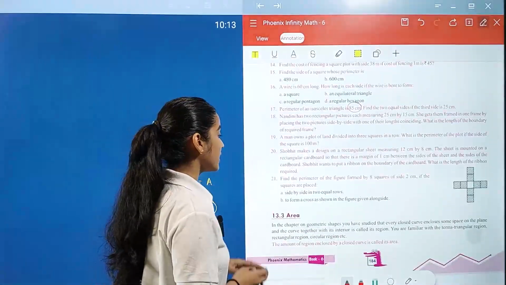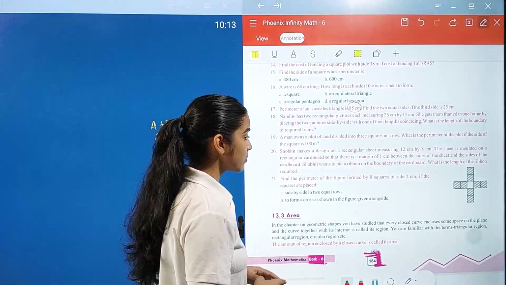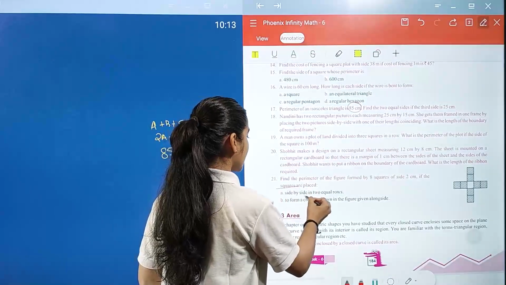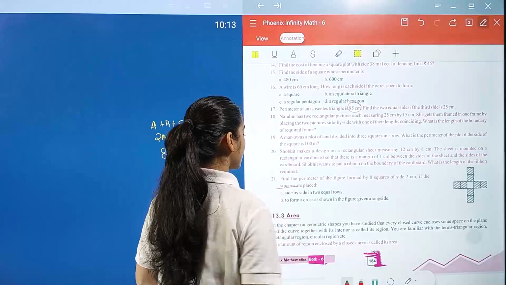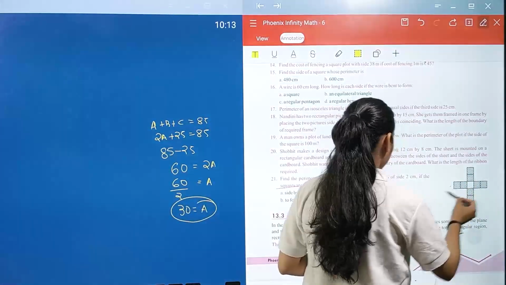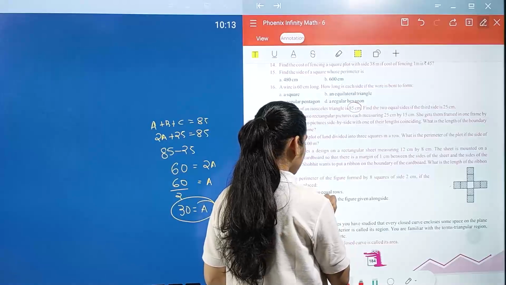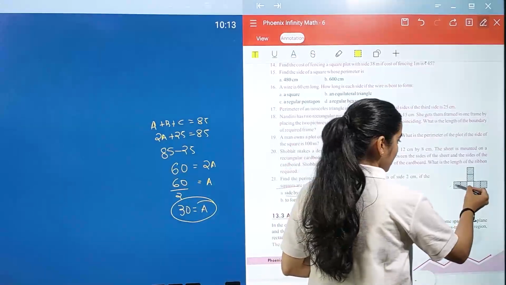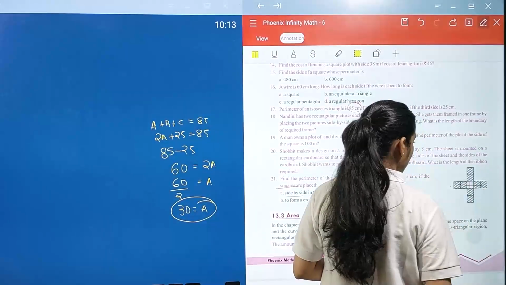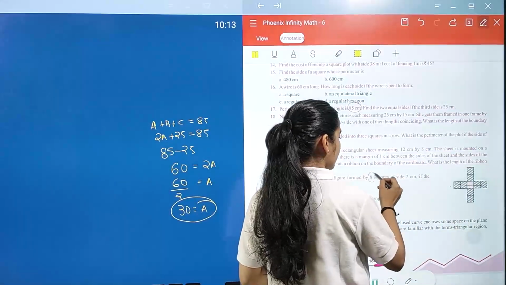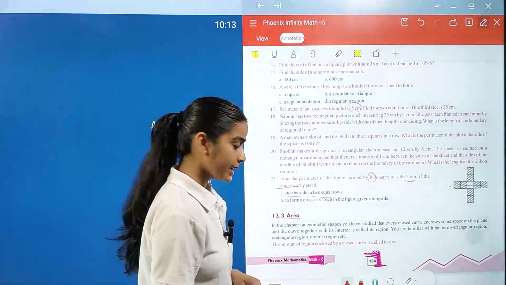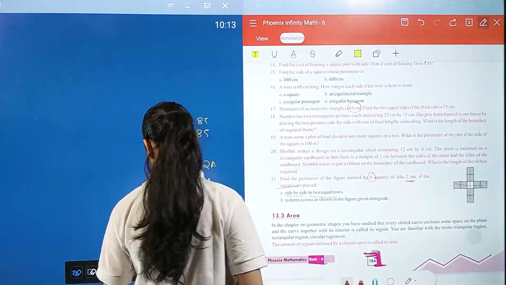Next question we have, find the perimeter of the figure formed by 8 squares of side 2 centimeter if the squares are placed side by side in two equal rows or to form a cross as shown in the figure. So for example, if you have this type of figure, side by side in two equal rows, forming a cross. So for this, first of all, 2 multiplied by 4 is 8. 8 multiplied by 8 is 64. First answer is 64.